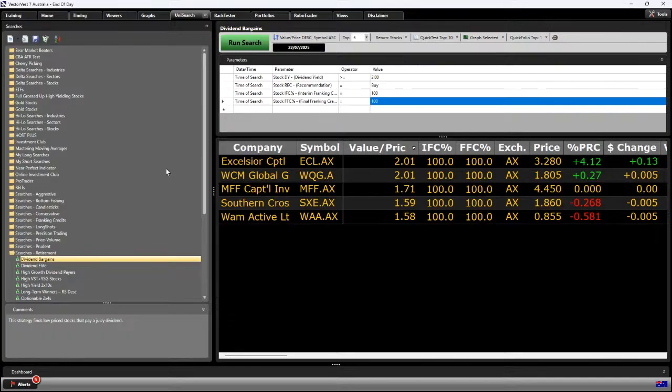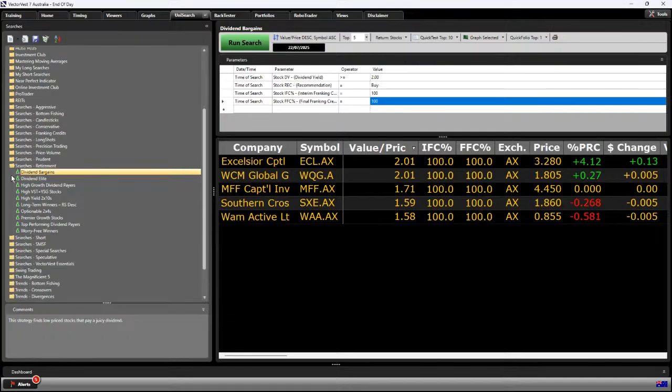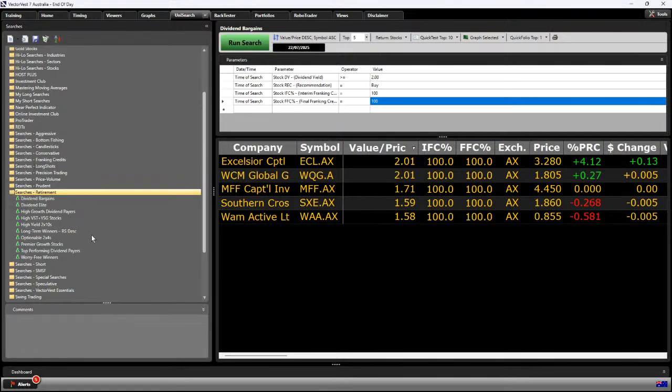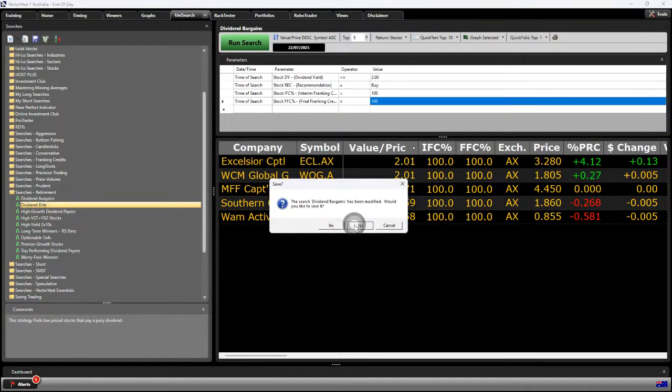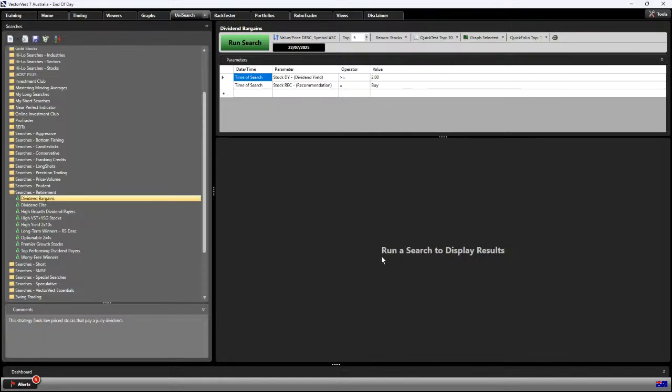For today, I know it's a bit small, but bear with me, I'll point it out to you. If you've got it installed on your system at home, it's easy to see. It's just for presentation purposes here that it might be a bit difficult to see. Here, searches retirement. So I've opened up under UniSearch this search called searches retirement. And the one I want to pick on today is this one here called dividend bargains. I'll clean that out just so you're not distracted with all the stocks to begin with. So there's the search here called dividend bargains.